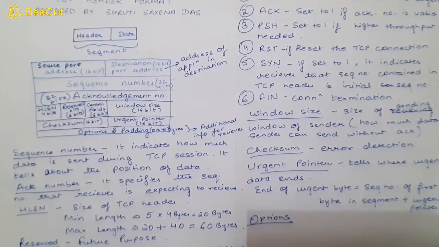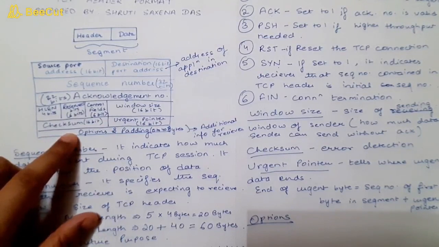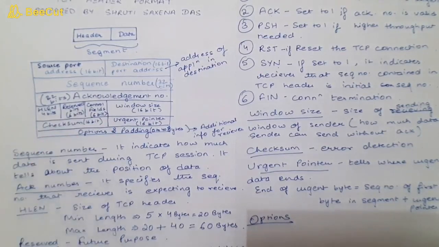And then in case you want to send some additional information for the receiver, that can be included in the last row, which is options and padding. So I hope this must be clear.